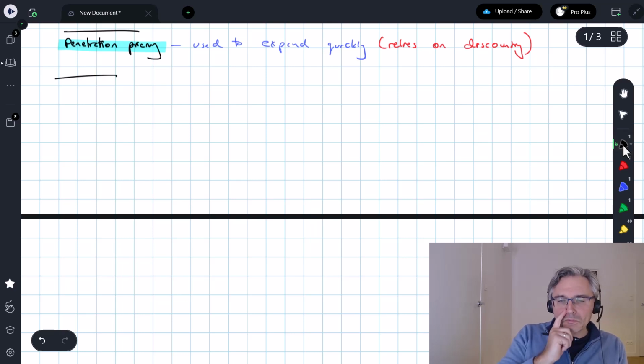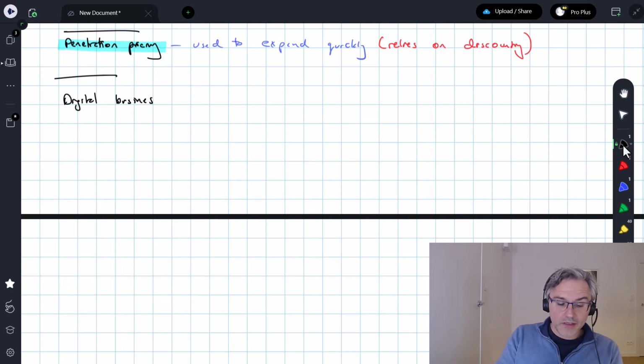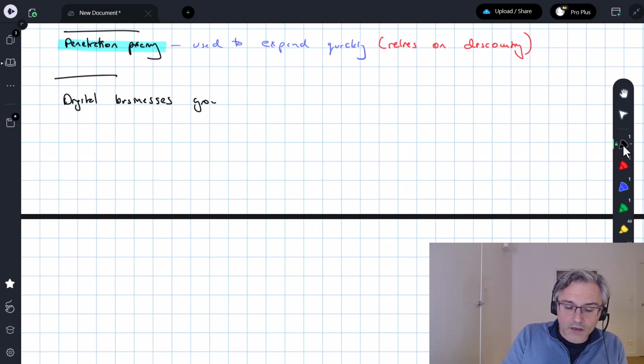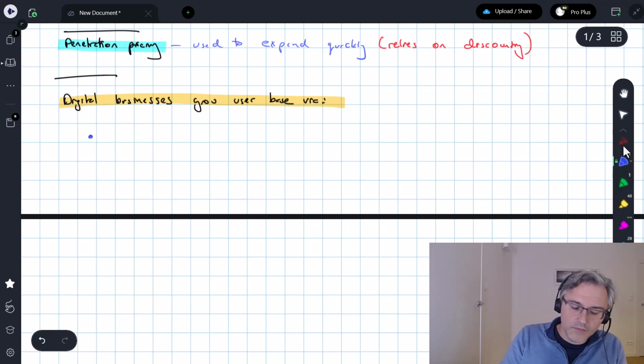Right. A few remarks on how digital businesses grow their user base. I'm sure there are plenty more strategies than those listed in your book, but your book just talks about two examples. Something called the freemium business model.